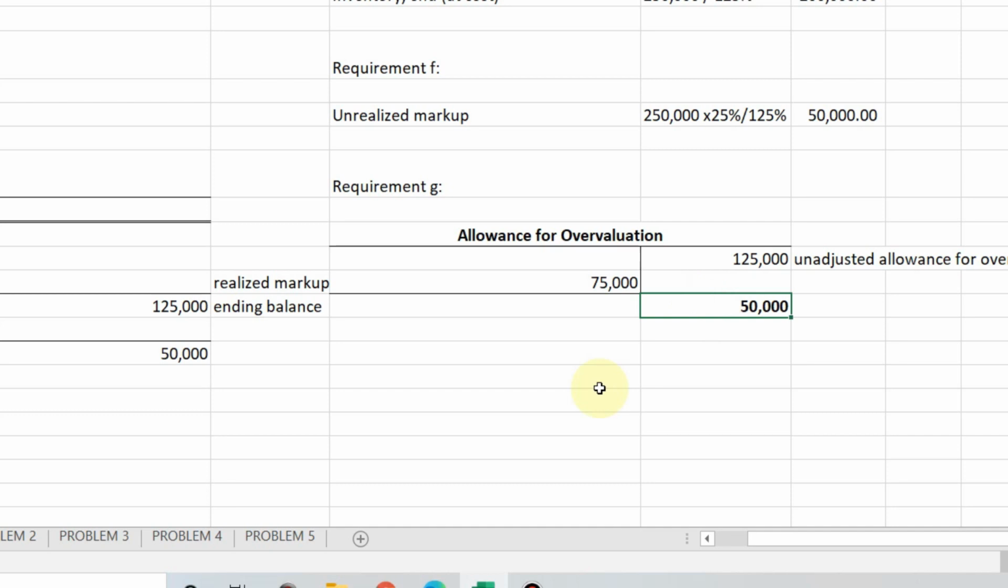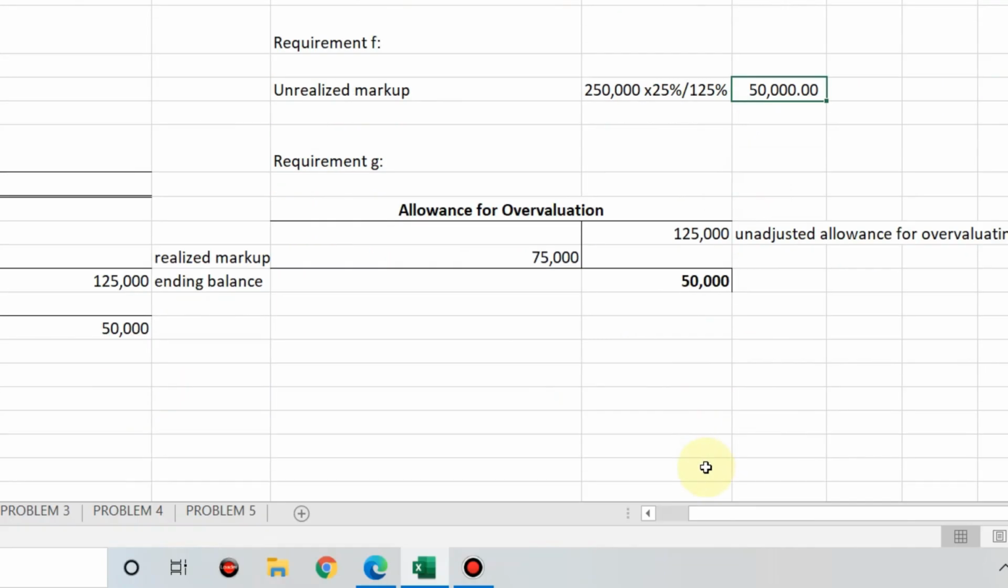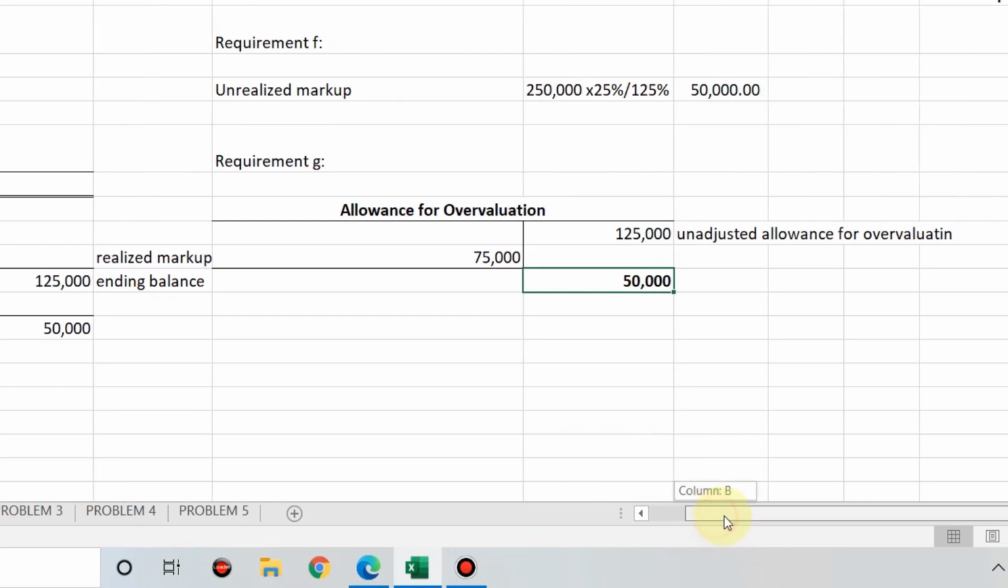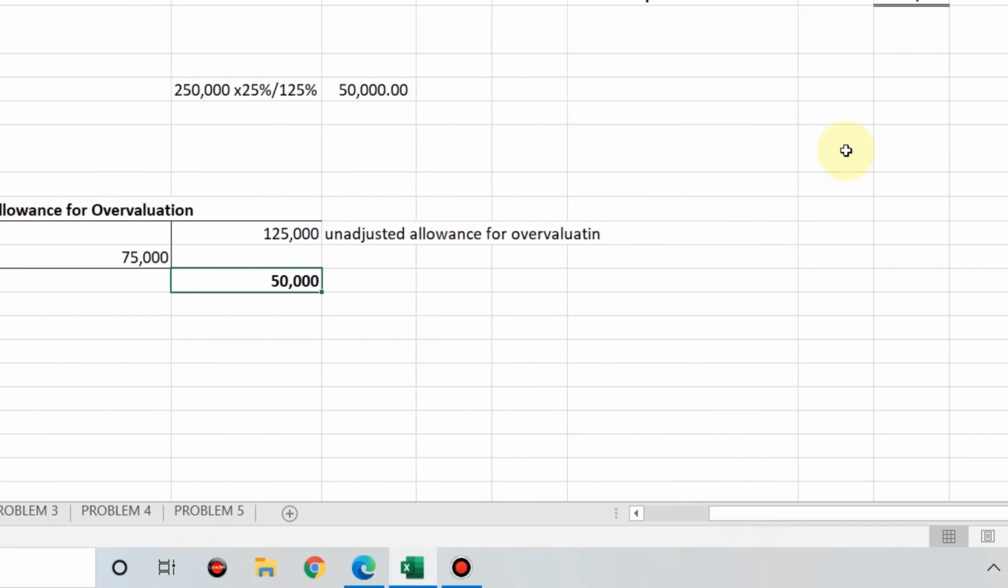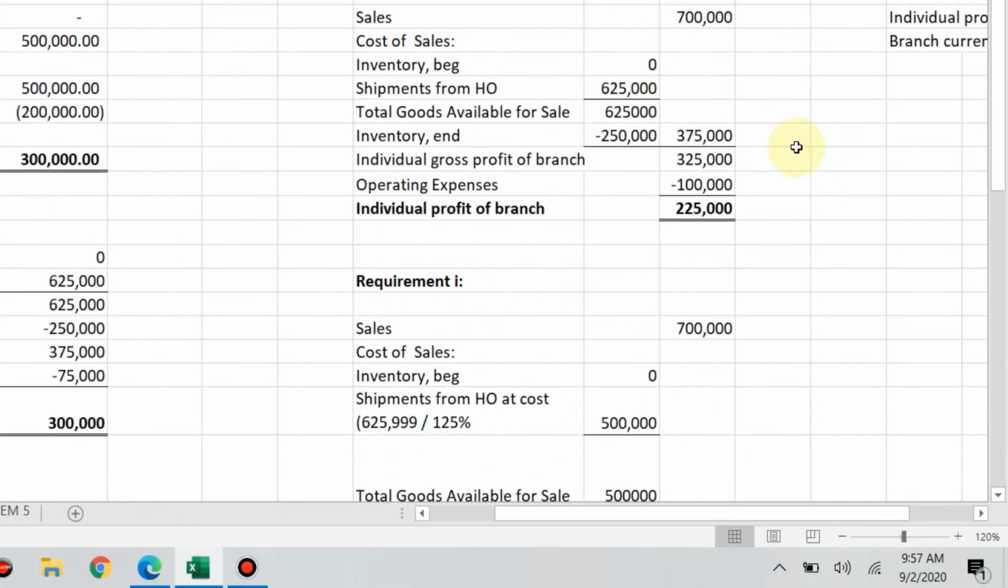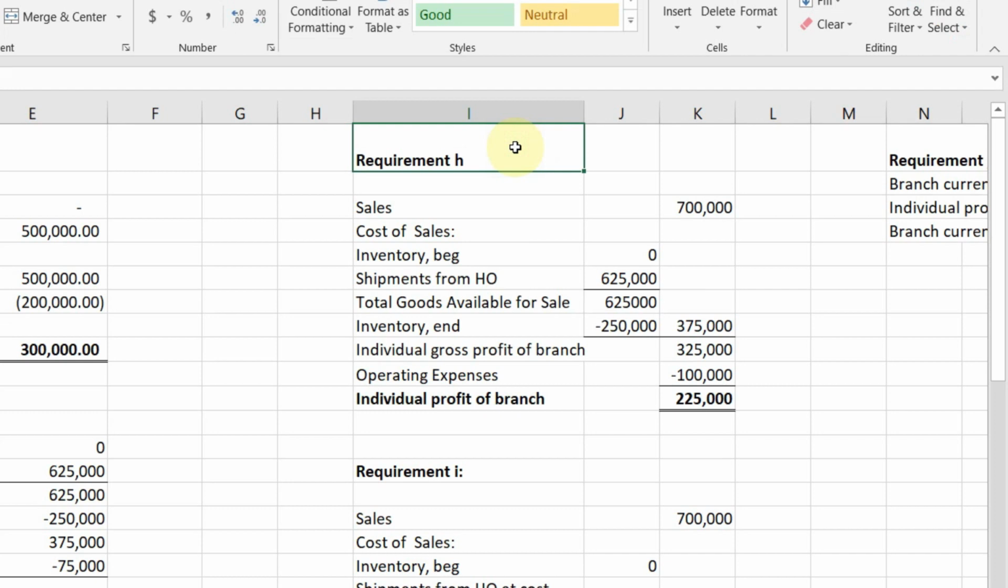Something na you need to take notice. Yung ending balance ng allowance for overvaluation, pwede mo siya makuha by getting the markup of the ending inventory. Yun lang. Yun din yung ending balance sa allowance for overvaluation. Okay? Kung mapapansin nyo sa HOB, maraming pwedeng techniques. So, you just have to familiarize yourself with the techniques. Okay? Requirement H is individual profit of the branch.